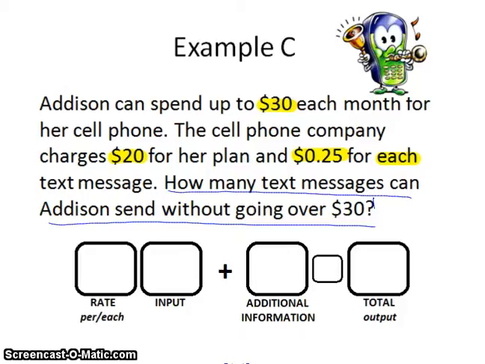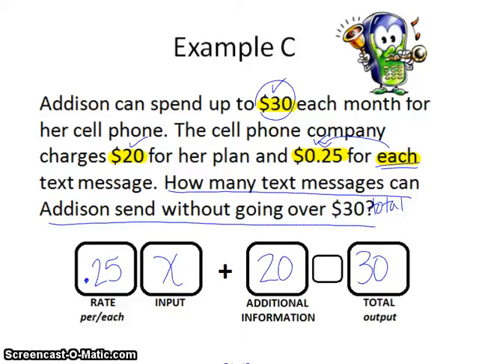So $30 is my total, which is right here. So I put $30 in my total. She cannot spend more than $30. I check that off because I've already used it. Then I find the word per or each, which is right here, and that goes with this 25 cents. So I'm going to put 25 cents there. I also know that my input is always my variable. So I've used 25 cents and 30, so the only thing that's left is 20, so that goes in my additional information.